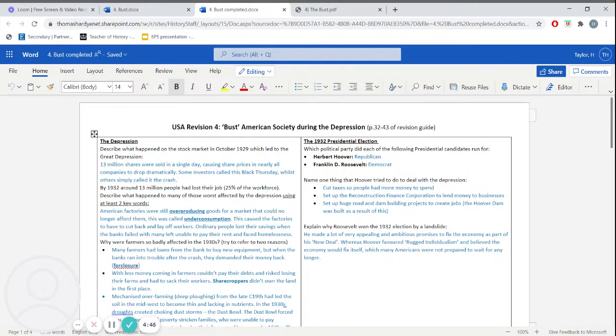We'll move on now to the 1932 election, which is one of the big political consequences of the Great Depression. It was fought between these two men, Herbert Hoover and FDR, or Franklin D. Roosevelt. The first question just simply asks you which party they were both in. Hoover was a Republican and Roosevelt was a Democrat.